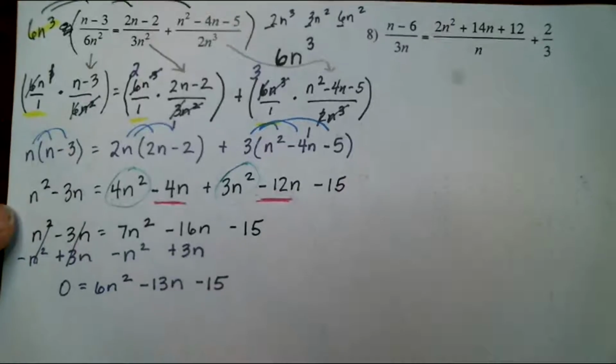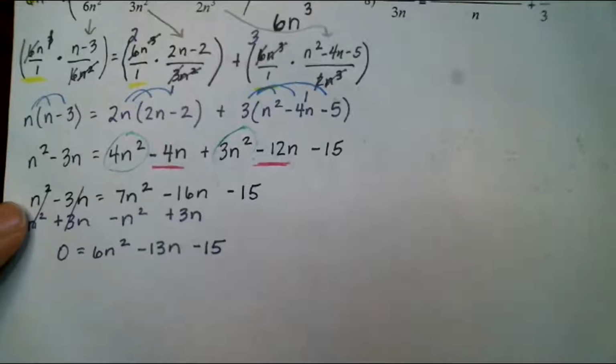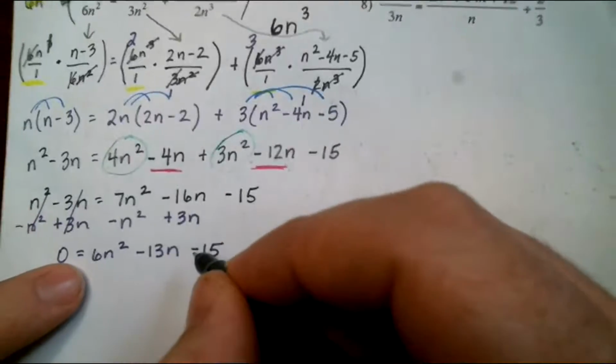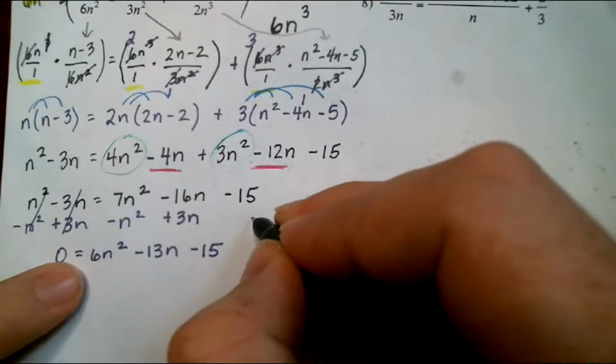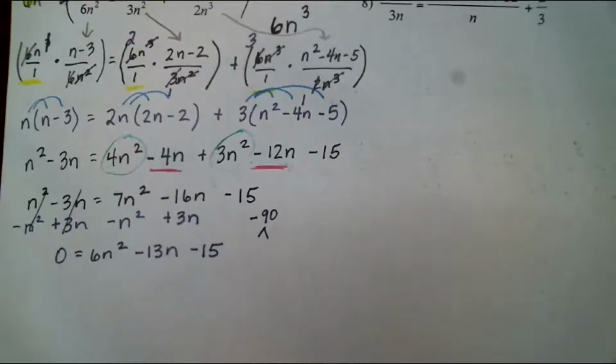Okay, now for you factoring geniuses out there, let's see if we can figure this out. 6 times negative 15 would be negative 90. What will multiply to be negative 90 but add to be negative 13? Chat, hit that in the chat box if you have that.